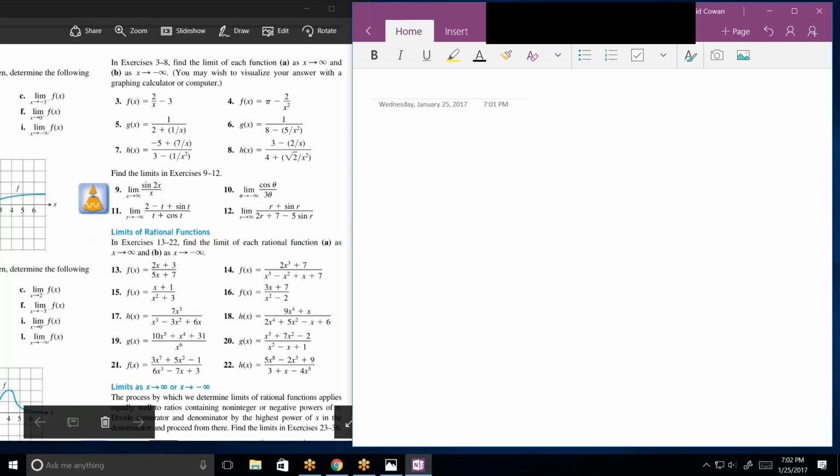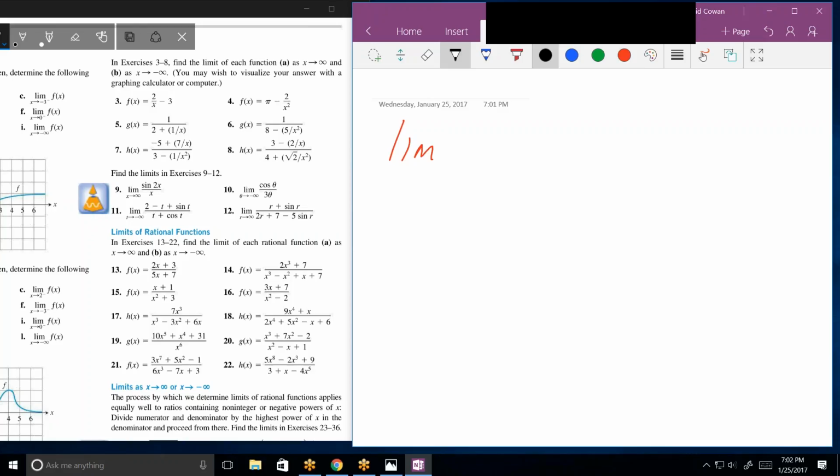9, a little different. The limit of sine of 2x over x as x goes to infinity, not 0. If x was going to 0, I could solve it very simply by multiplying top and bottom by 2. But x going to infinity, what is the sine of 2x?